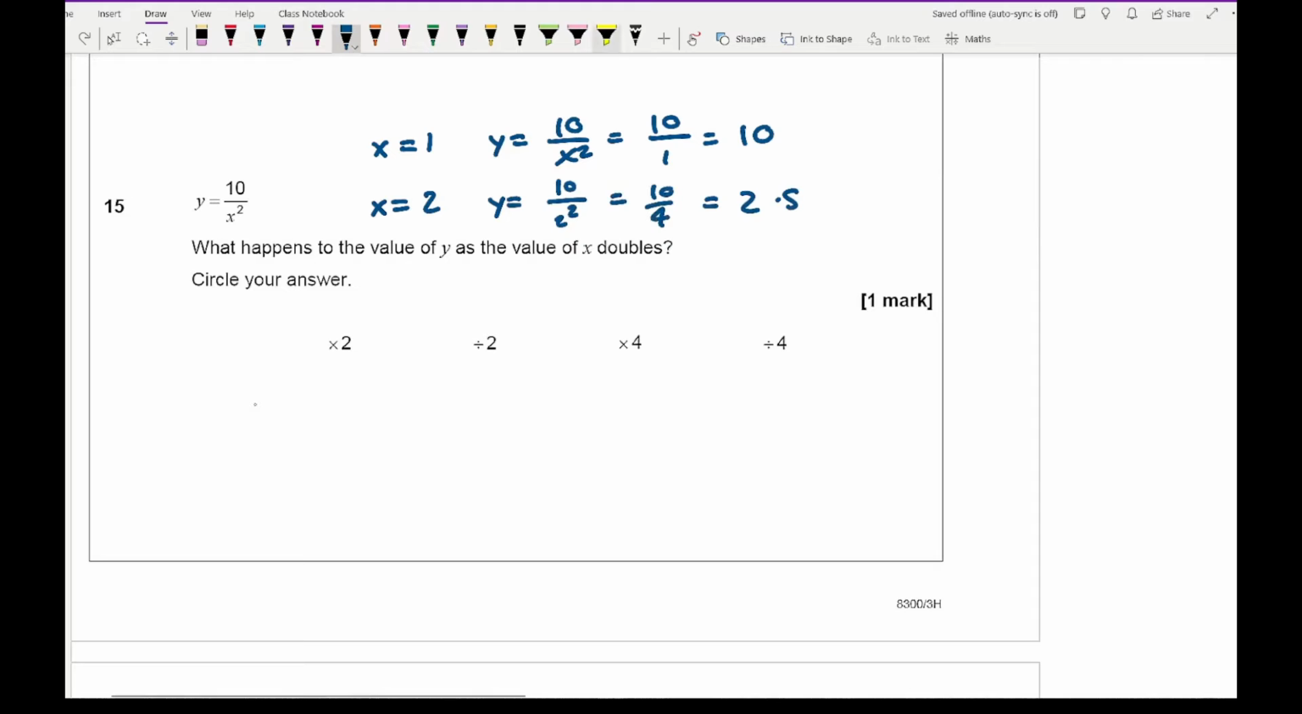Now what you then want to do is compare the two answers. So what's happened to 10 to get to 2.5? Well, the correct answer you want to be able to circle is going to be that it's been divided by 4.